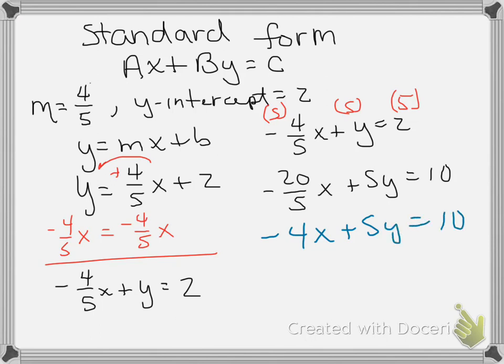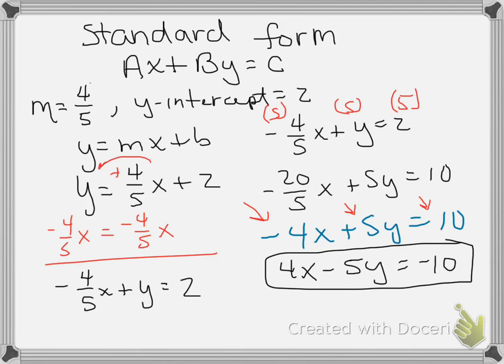Now, if you look, the a still has a negative here. So what we're going to do is multiply or divide everything by negative 1. And when I do that, nothing changes except the actual sign. So I will change the sign for each of these. So watch how I write this. It'll be 4x and then minus 5y, and then the last one, instead of plus 10, will be a negative 10. And so there is my answer in standard form.